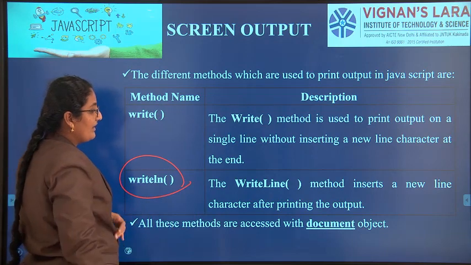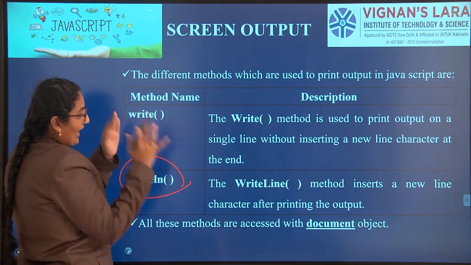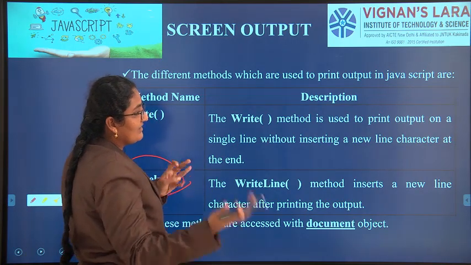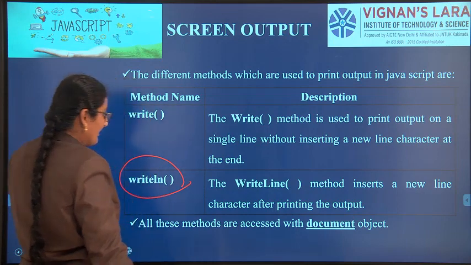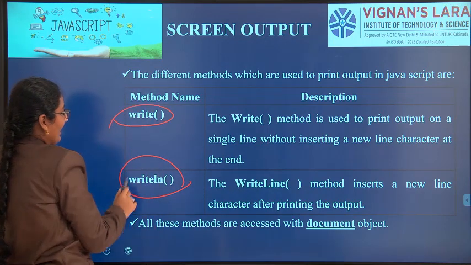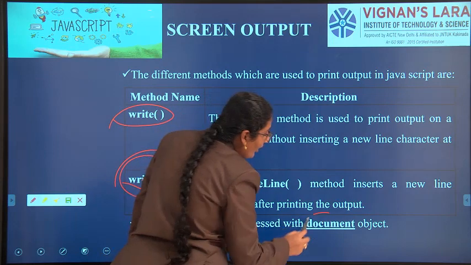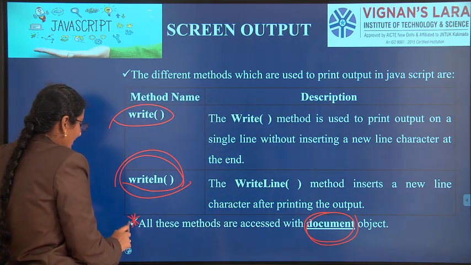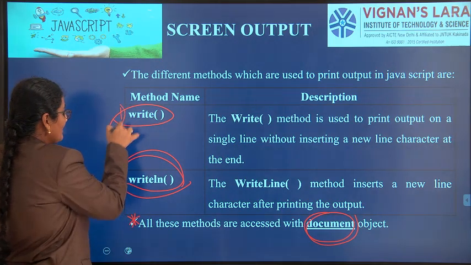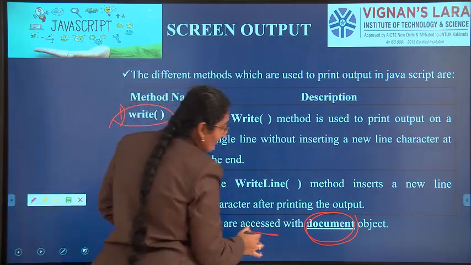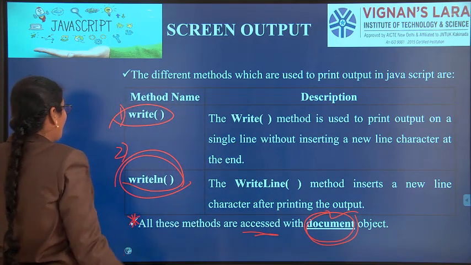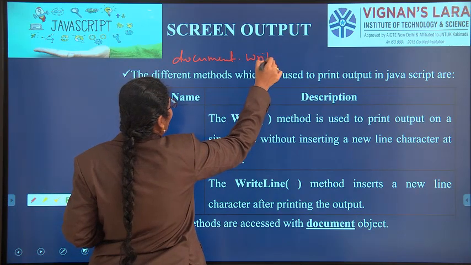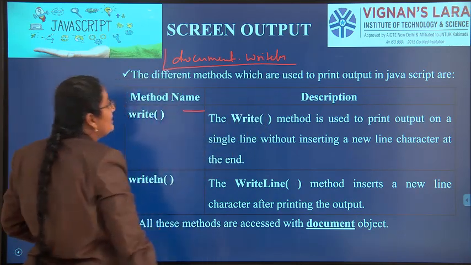Writeln is also a method. When we are using it, if you want to insert something to extend the output, then you can go with writeln. See, all these methods, write and writeln, are accessed with the document object. This you should remember. Very important point. So how do you want to write? Document dot writeln. This is how you can execute.